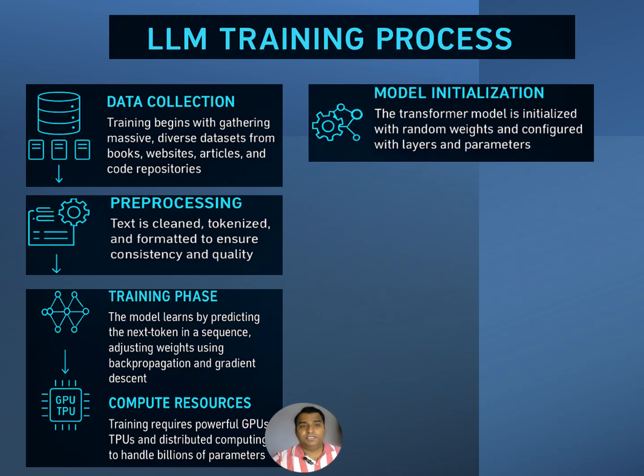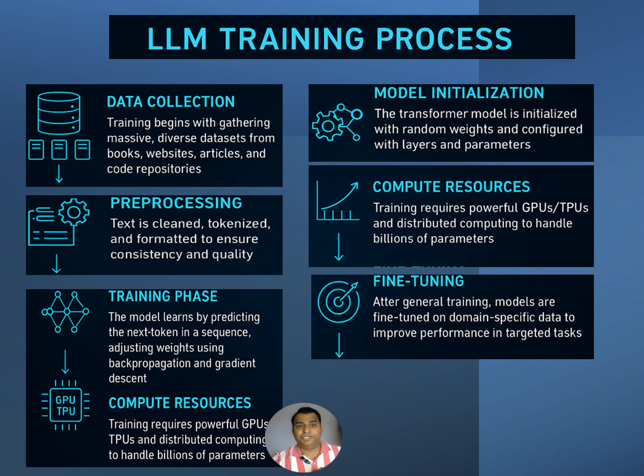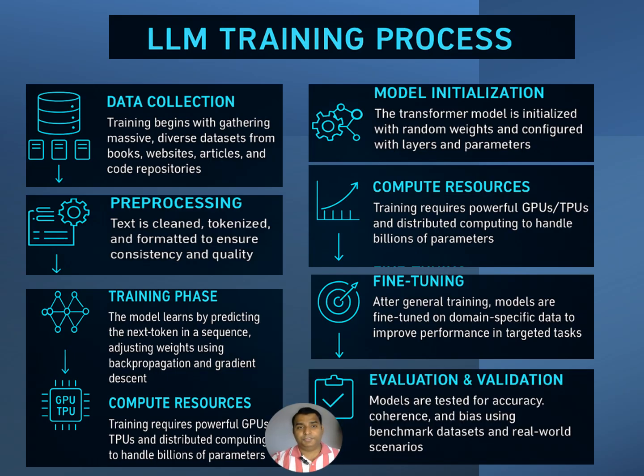Model initialization: the transformer model is initialized with random weights and configured with a specific number of layers and parameters. This sets the foundation for learning during training. The training phase: the model learns by predicting the next token in a sequence. It adjusts its internal weights using backpropagation and gradient descent, gradually improving its understanding of language. The compute resources: training LLMs uses powerful hardware like GPUs and TPUs and distributed computing systems to handle the enormous computational load of billions of parameters.